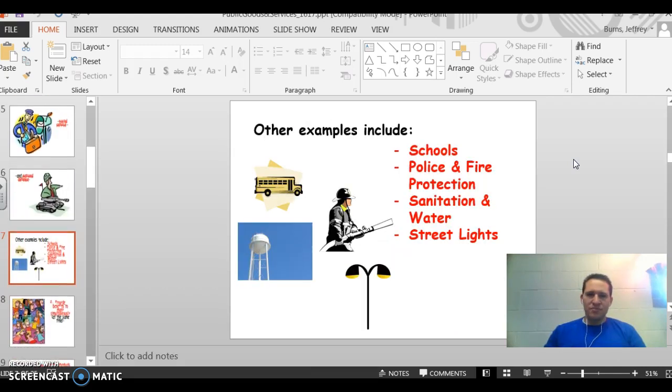Okay? Write down 2 of these other examples. We have schools, we have police and fire protection, we have sanitation and water, street lights. These are all public goods and services. All right. Number 2.